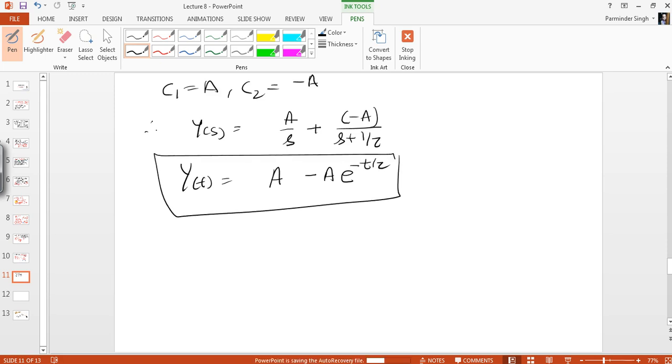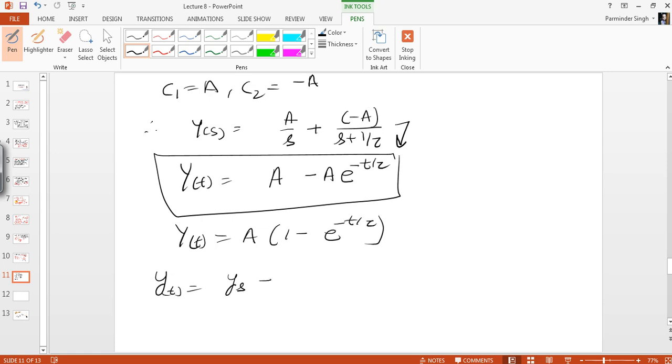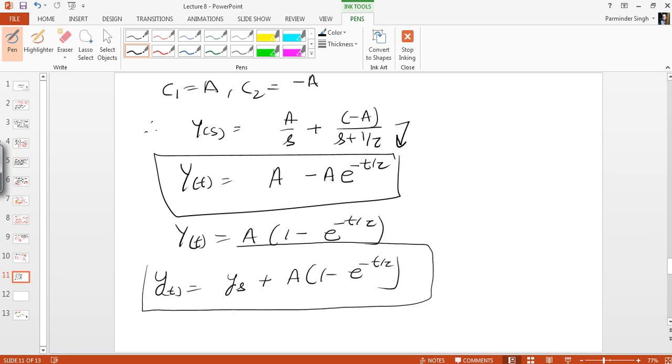So if you take the Laplace inverse of this thing, you have this term. Now A is common, A can be taken out, so it is e to the power minus t by tau, that is capital Y(t) in the deviation form. In a thermometer reading it will be Y(t), which is Ys plus A times 1 minus e to the power minus t by tau. So that means initially the thermometer was having a steady state value.